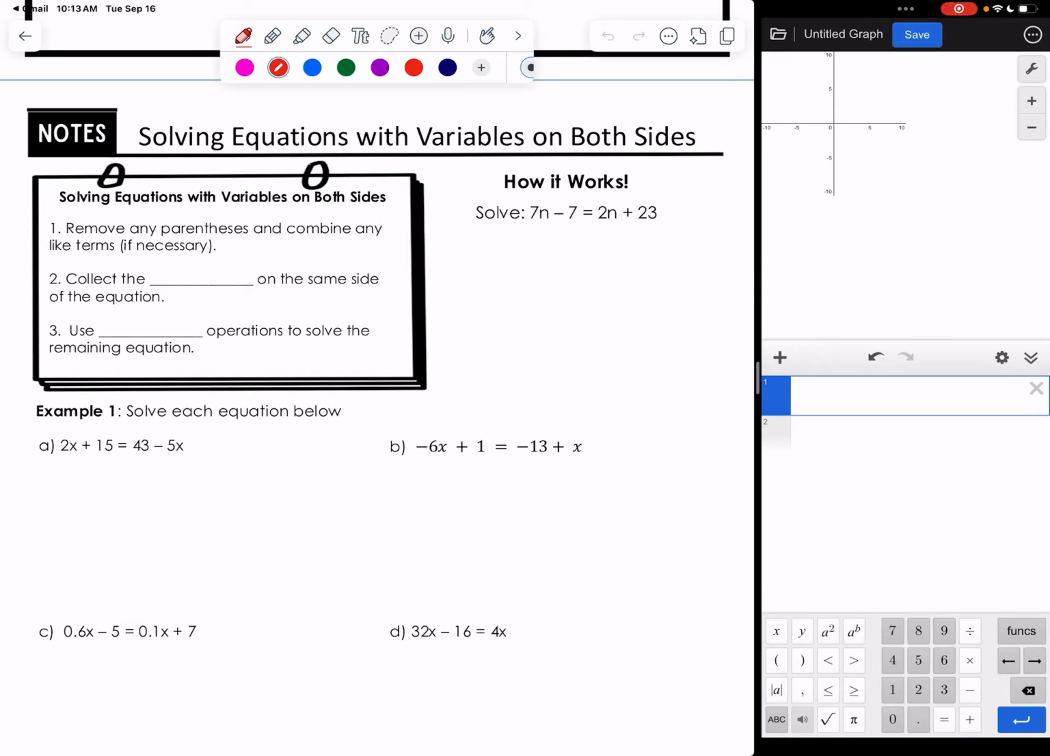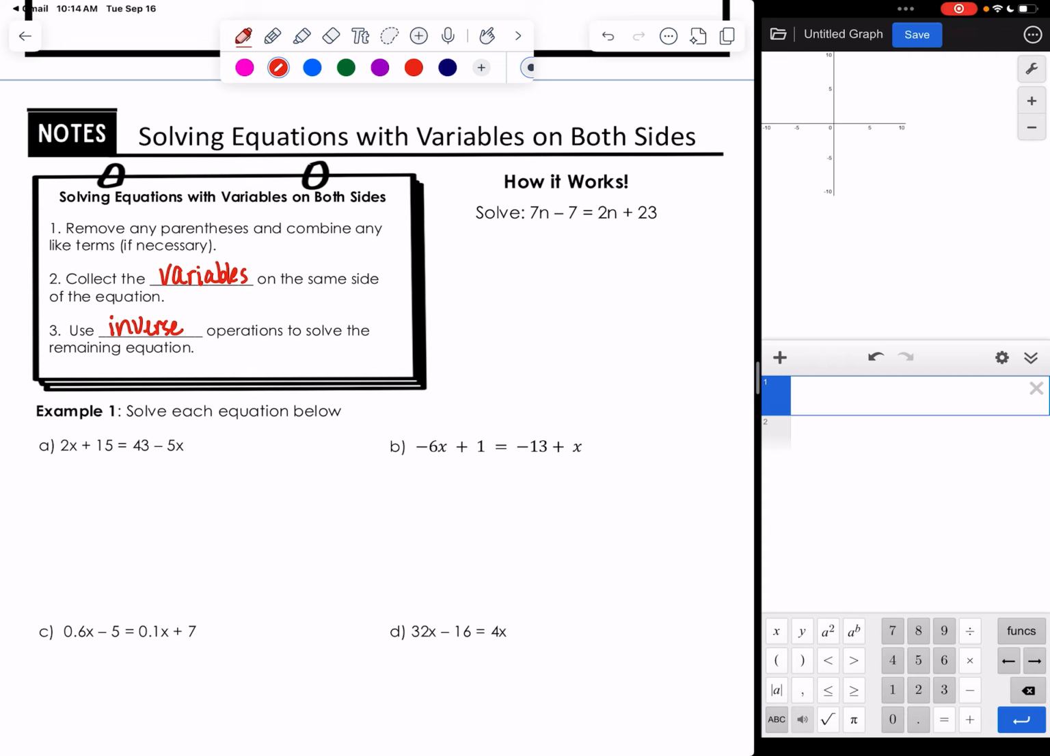In today's lesson, we will be solving equations with variables on both sides. Before we get started, let's look at the steps to accomplish this. In step 1, you want to remove any parentheses or combine any like terms if necessary. Step 2, you're going to collect all of the variables on one side of the equation, and then you're going to use inverse operations to solve the remaining equation. So let's look at how this works in practice.